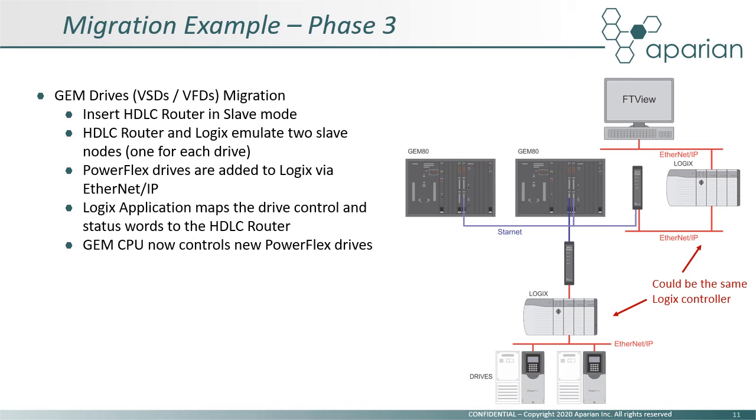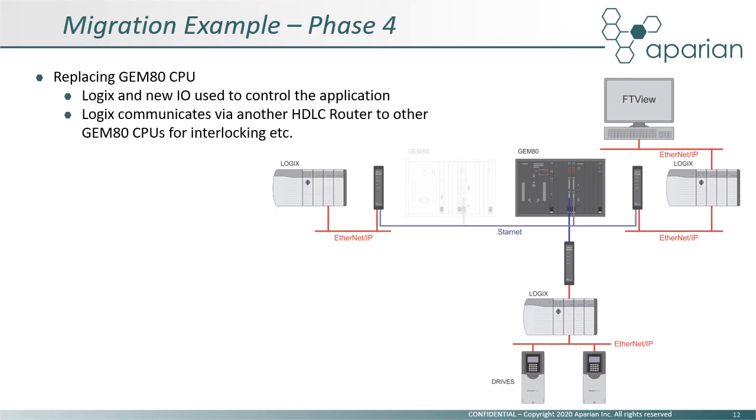In phase 3 of the migration, the legacy drives can be replaced with newer Rockwell Automation drives which connect directly to the Logix controller, which exchange data with the GEM80 controller using the HDLC router. In the last phase of this migration example, the legacy GEM80 controllers start to be replaced by the Rockwell Automation Logix controllers. Using the HDLC router, the Logix controller and GEM80 controller can operate and monitor concurrently, and sections of the operation can be transferred from the GEM80 controller to the Logix controller, up to the point where all the logic resides in the Logix controller and the GEM80 PLC can be decommissioned.